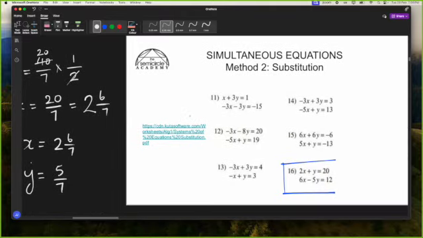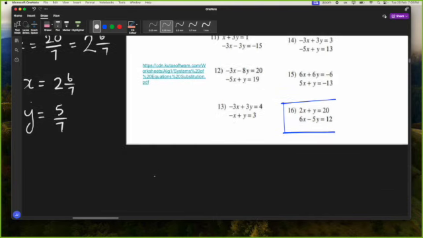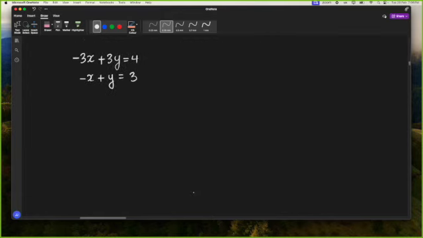So let me choose one of these questions. I'll choose this one, number 13. Somebody remember that for me. Minus 3x plus 3y is equal to 4. And then you have minus x plus y is equal to 3. So we're using the substitution method now, right? This is equation 1, and this is equation 2.